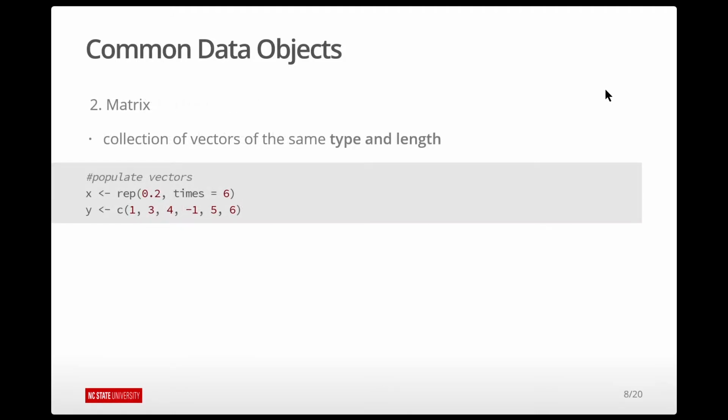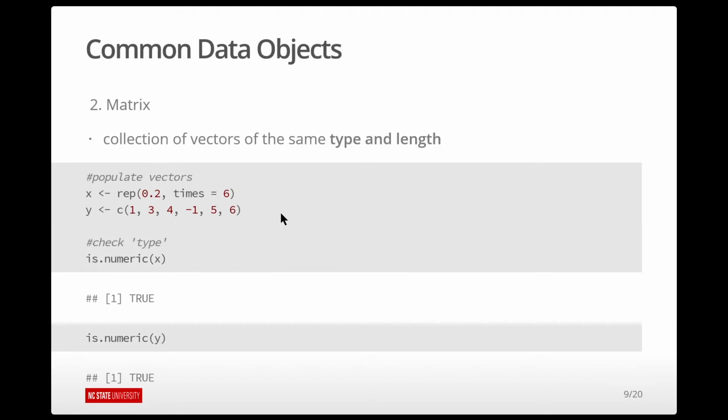Okay, so now let's extend it to a 2-dimensional form, a matrix. So this is just a collection of vectors that are all of the same type. So either all numbers, all character strings, all logicals, etc. And they have the same length. So for instance, I could make 2 vectors here. So x I'm going to store, and this is another function in R, the rep function. So this is going to repeat something. So I'm saying repeat 0.2 6 times. So it's going to create a vector of 0.2, 0.2, 0.2, right? And then y, I'm just storing this random sequence of numbers I typed in. But notice that these are both going to be numeric, and they're both of length 6. And so there are functions to check these things, just to show you some of those.